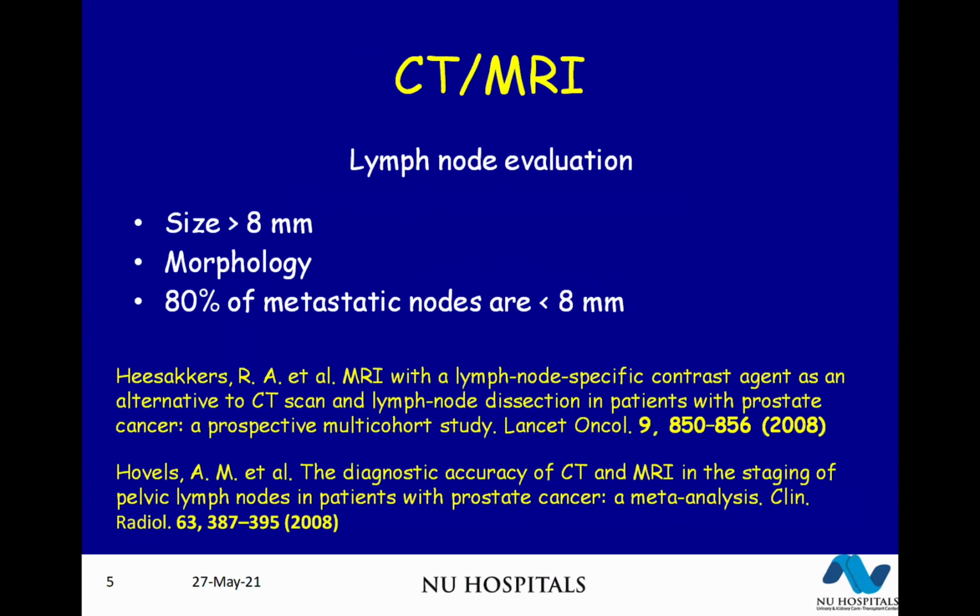So the reason behind it would be that picking up the lymph node metastasis by cross-sectional imaging would be better if the size of the lymph node is more than 8 millimeters, based upon the morphological character and the imaging appearance of the lymph node. But if you see here, 80% of the metastatic lymph nodes are of size less than 8 millimeters. So this could be the reason for the lower pickup rate of cross-sectional imaging in lymph node metastasis, especially pertaining to prostatic malignancy.